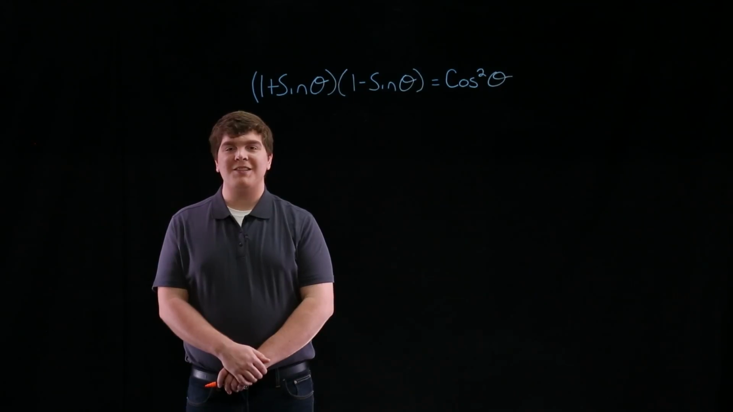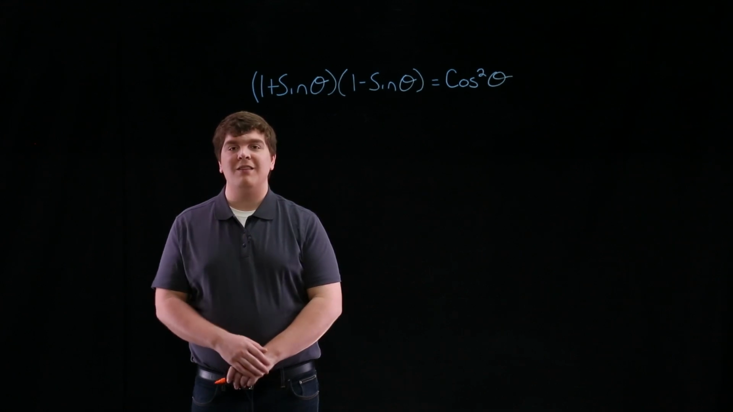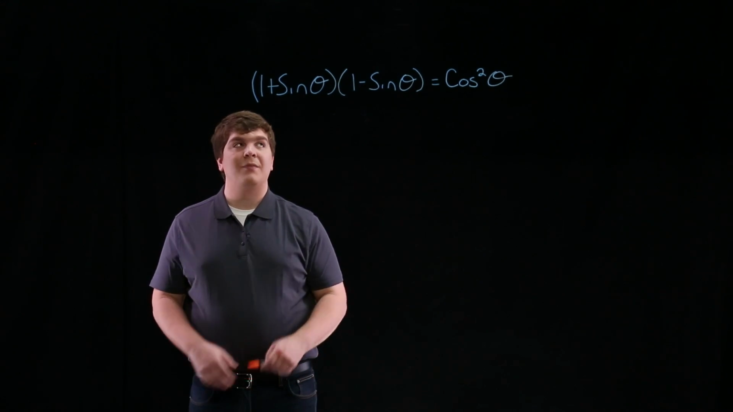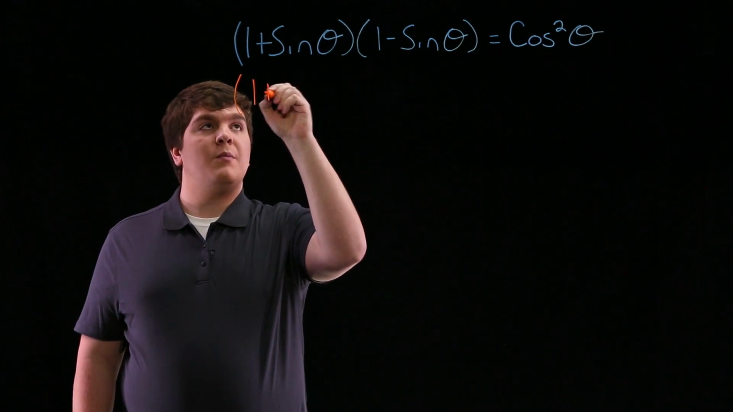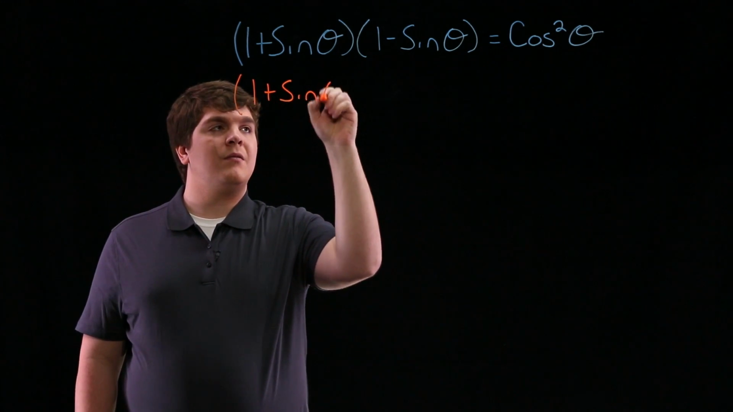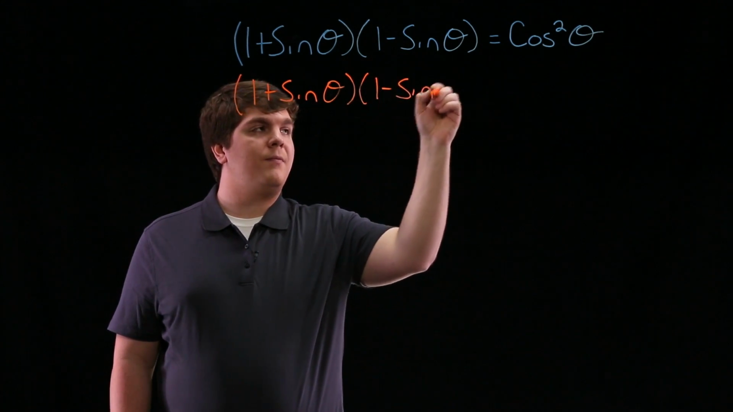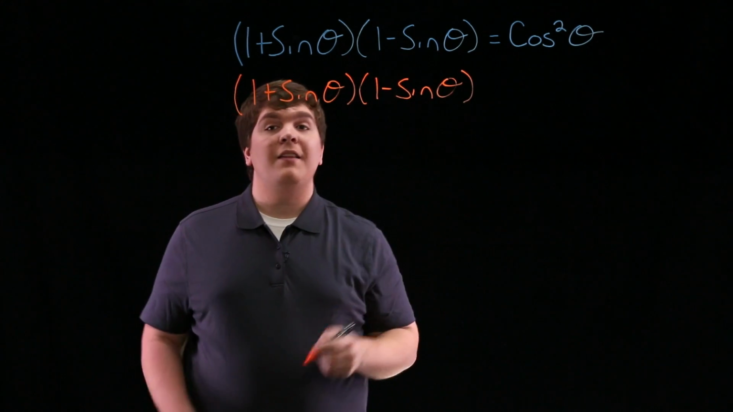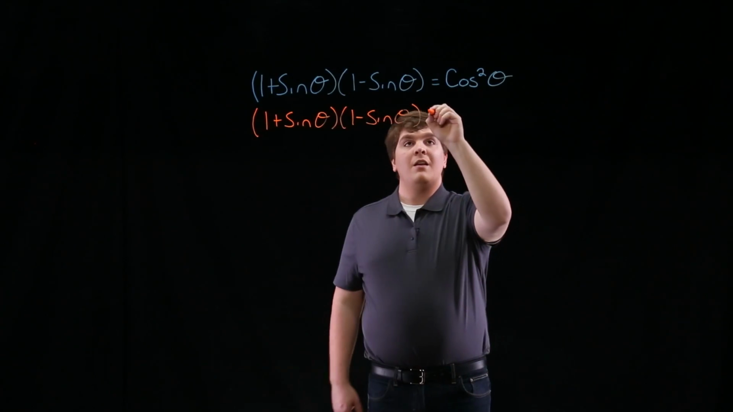For this problem, we're asked to use the trigonometric identities to transform the left-hand side of this equation into the right-hand side. So the left-hand side of this equation is 1 plus sine of theta times 1 minus sine of theta. At this stage, we can FOIL to multiply these two terms.